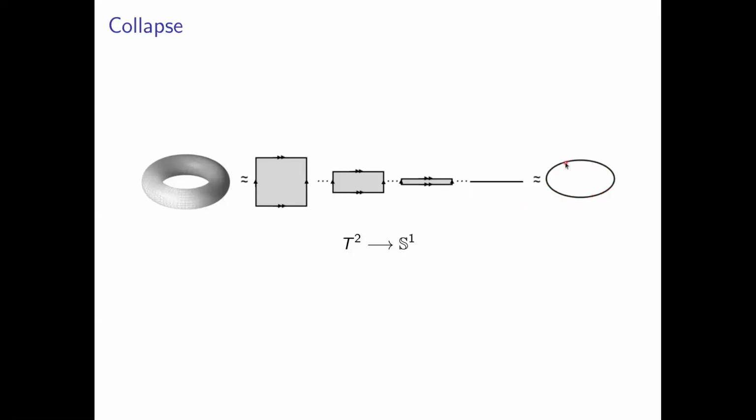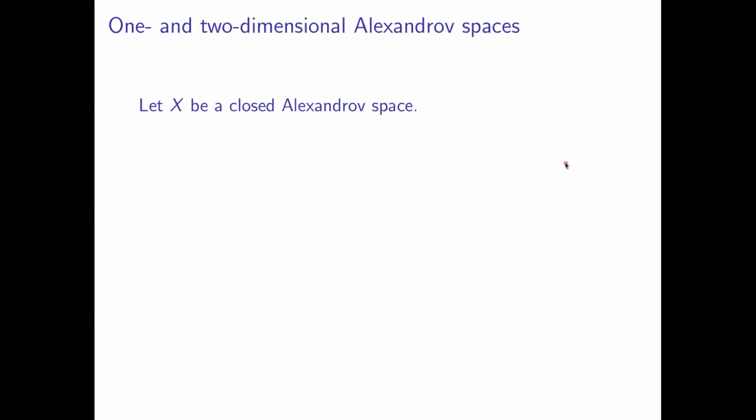So now we want to understand what is happening with the collapse of three-dimensional spaces. But before that, why 3 dimensions? Because we're interested in the global topology of these spaces. But in dimensions 1 and 2, there's not much to say.